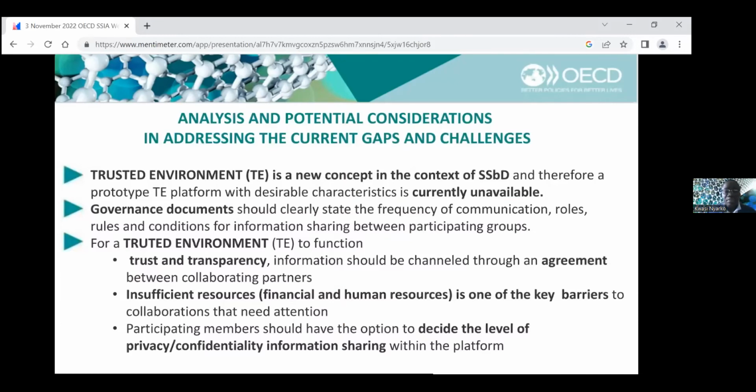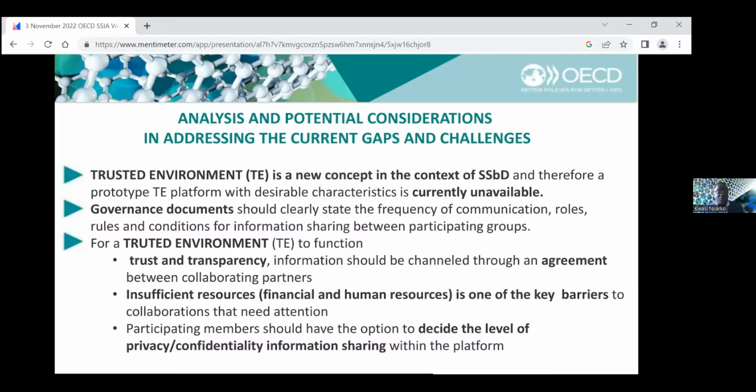So this is how some of the analysis of the considerations on the information that we obtained. Regarding trusted environment and its use, there is currently no perfect trusted environment available that could be easily used. Therefore, while this is important, it's considered to be a new concept in SSbD, sustainable and safe by design. And therefore, it's important that we use some of this information to come up with what our trusted environment is going to look like.